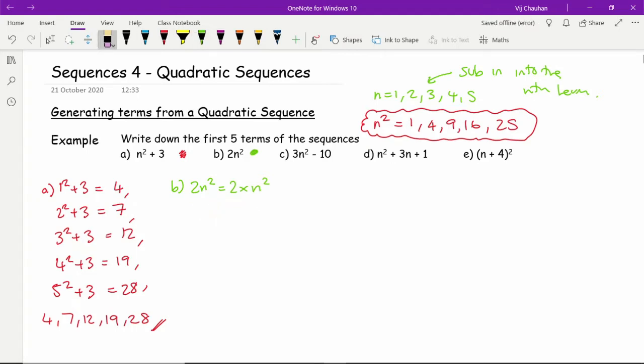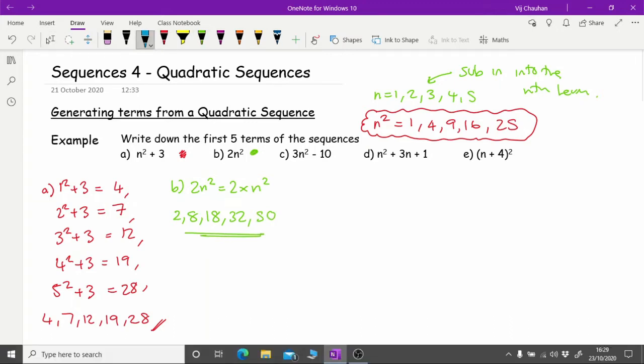So once we've got this, basically what I need to do is square each of the numbers 1, 2, 3, 4, 5 and then multiply them by 2. So if I look at this red solid bubble, I've got my list of n squared numbers. So from this, all I need to do is double them. So here we've got 1 times 2 is 2, 8, 18, 32 and 50, and there is my first 5 terms.